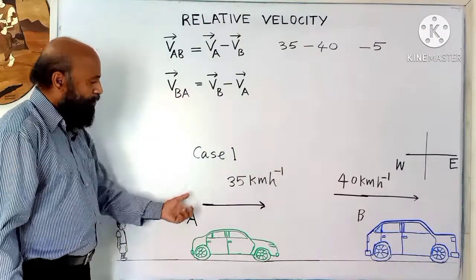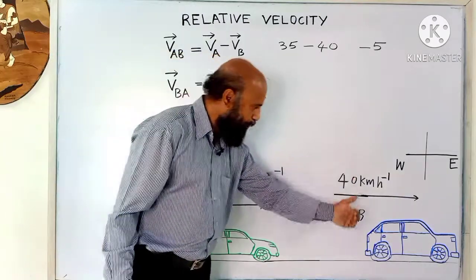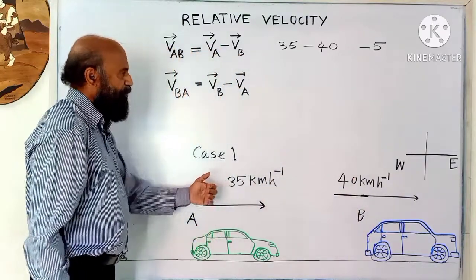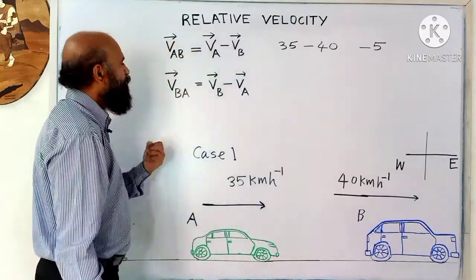With respect to the boy, car A is moving towards the east, but with respect to car B, its relative velocity is towards the west. This negative sign shows it's towards the west.